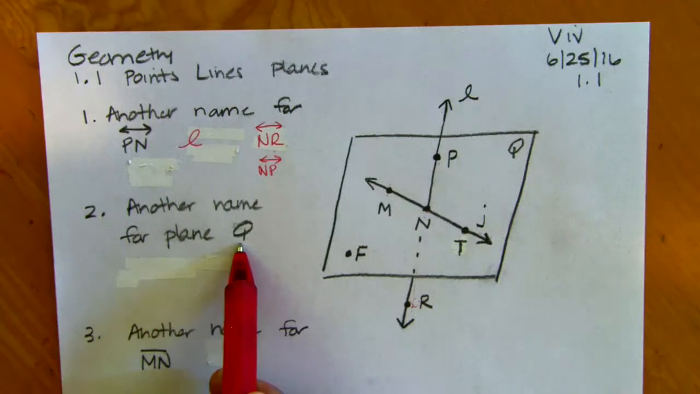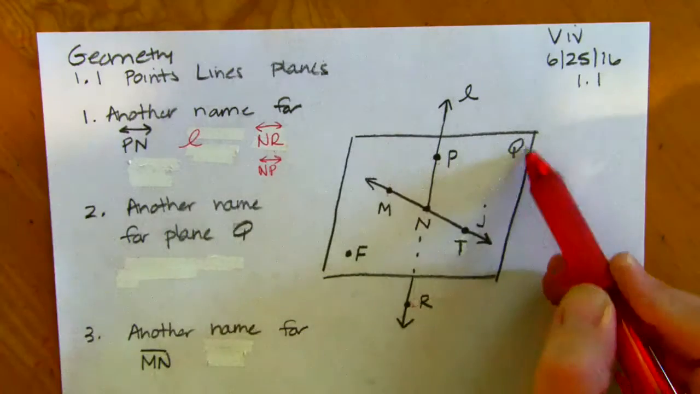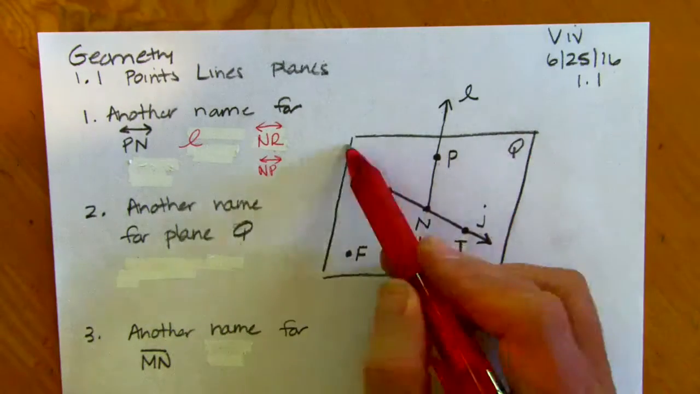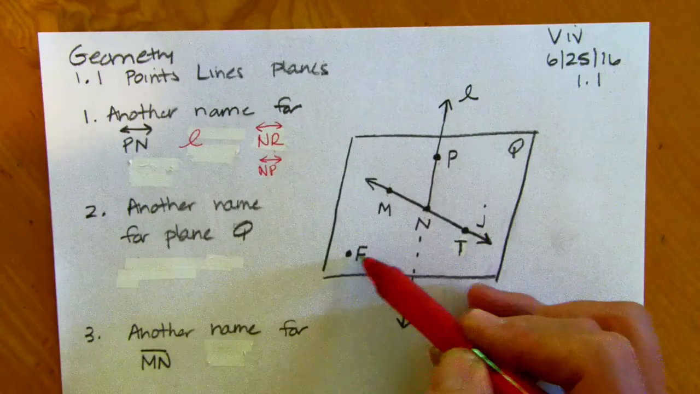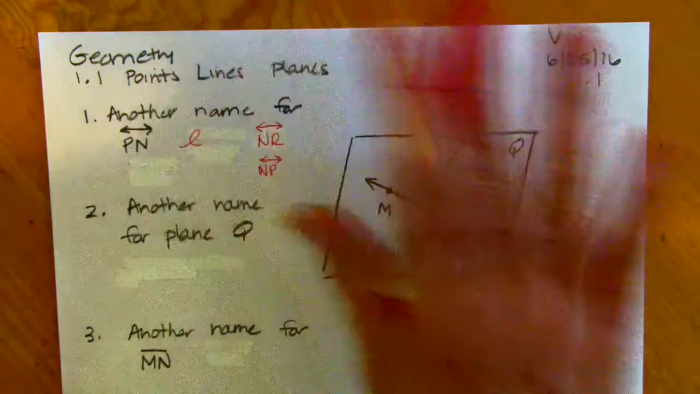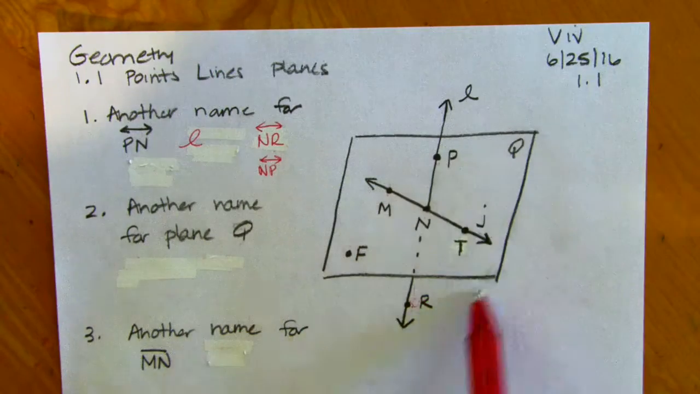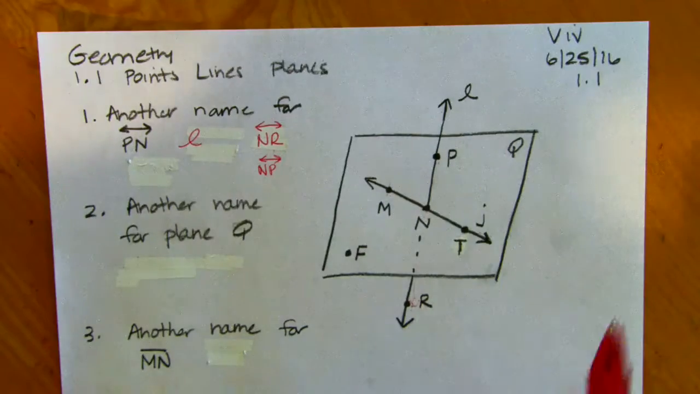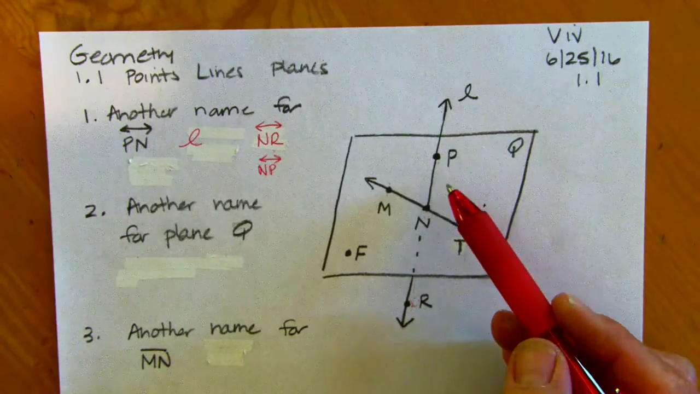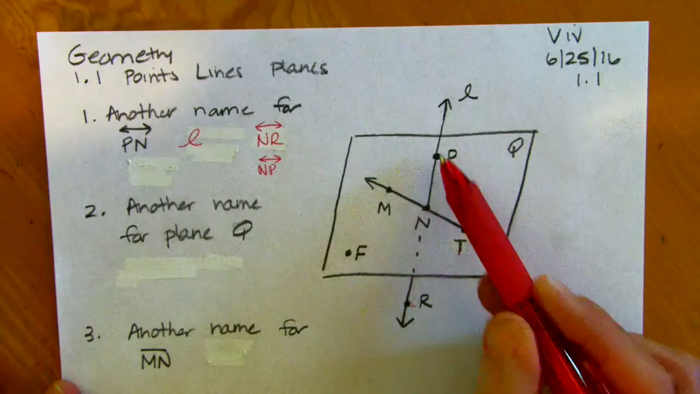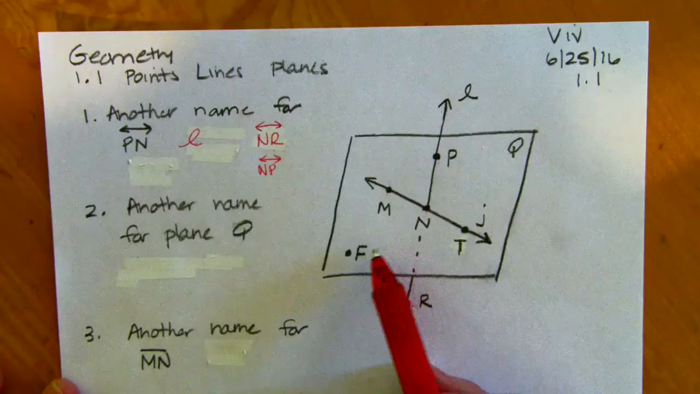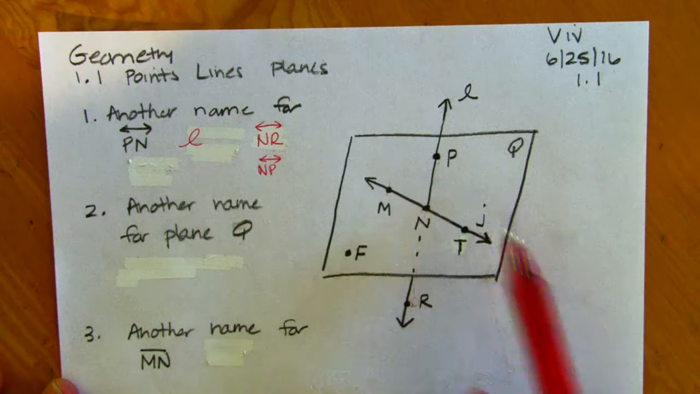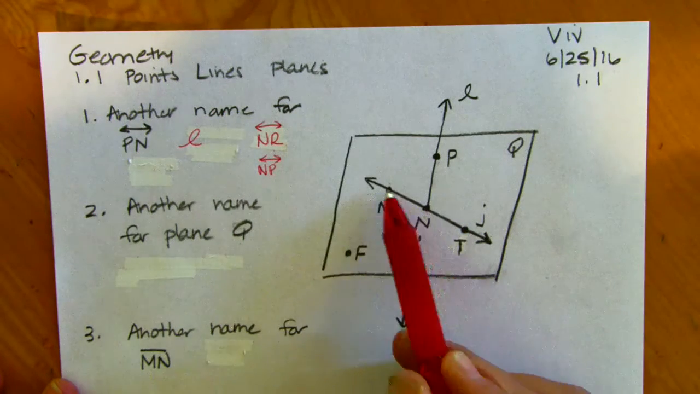Another name for plane Q. So this uppercase italicized, hard to tell, Q is a way to name a plane. Now, a plane does go on forever, but we have to indicate it by almost drawing this sort of piece of paper in perspective. And if I want to identify a plane, I need at least 3 points, because if I just said plane FN, all that gives me is a line. So I need at least 3 points.